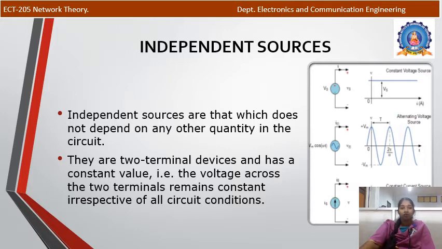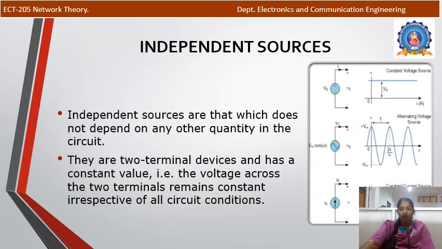So these are two-terminal devices with a constant value. It does not depend on any other value, which means it is a constant value in the circuit. For a voltage source, the voltage across two terminals remains constant irrespective of all circuit conditions. That means if the resistance changes or the current changes, whatever the changes in the circuit, the voltage remains constant. The voltage provided by the battery or the source will be the same.